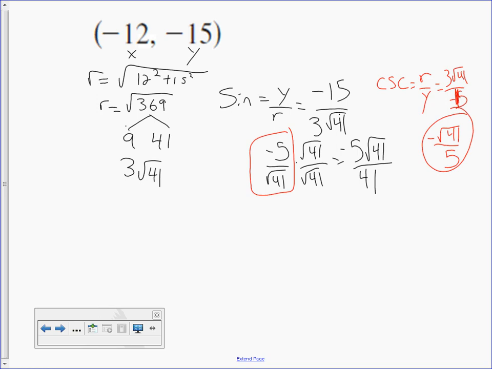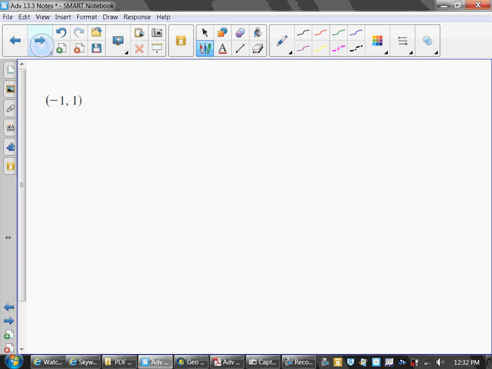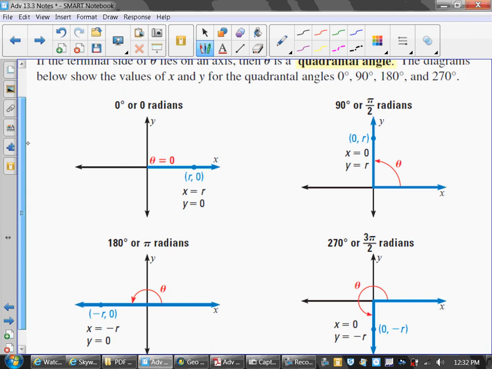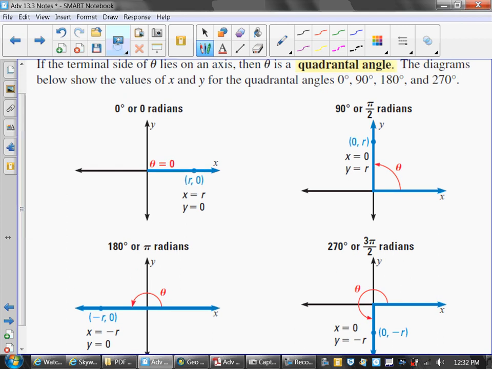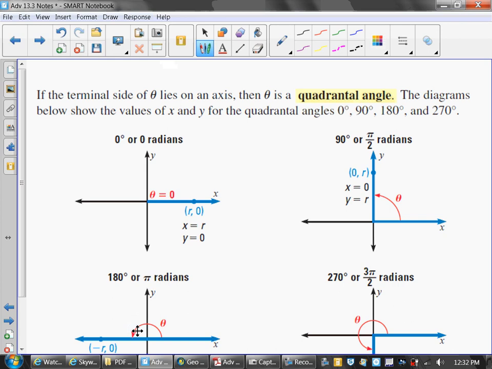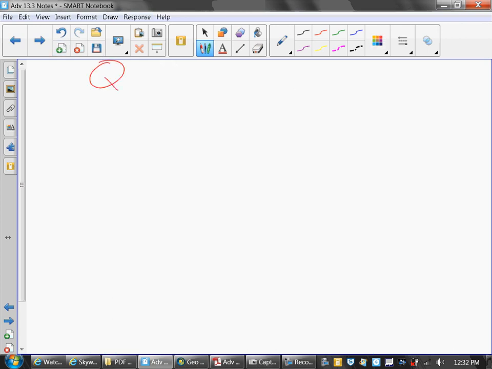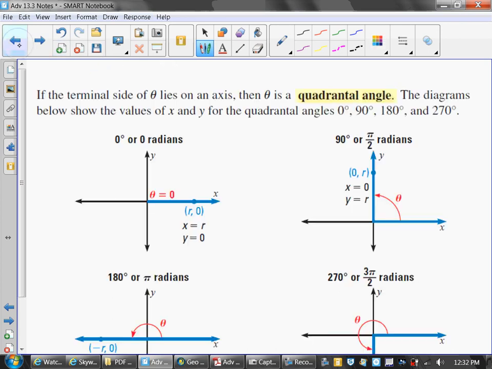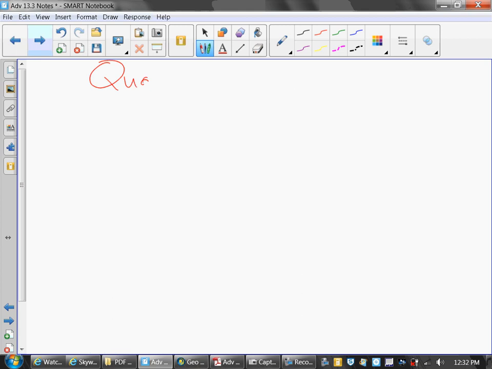Okay? Not so bad? All right, let's get into referencing. Oh, I forgot. Quadrantals. These are my favorite. I do. Quadrantal. Did I spell that wrong? Quadrantal. Q-U-A.